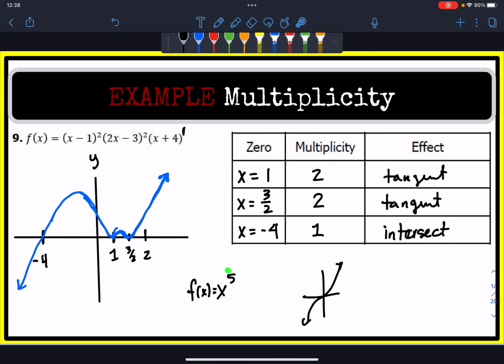And the reason it's x to the 5th power is that if I multiply all of these together, x minus 1 times itself, x minus 3 over 2 times itself, and x plus 4, that's going to end up giving me a total of x to the 5th power. Simply adding the exponents tells me that. So it's going to behave exactly like an x to the 5th power polynomial. So the end behaviors are going to be like this. They have to be pointing in that direction.